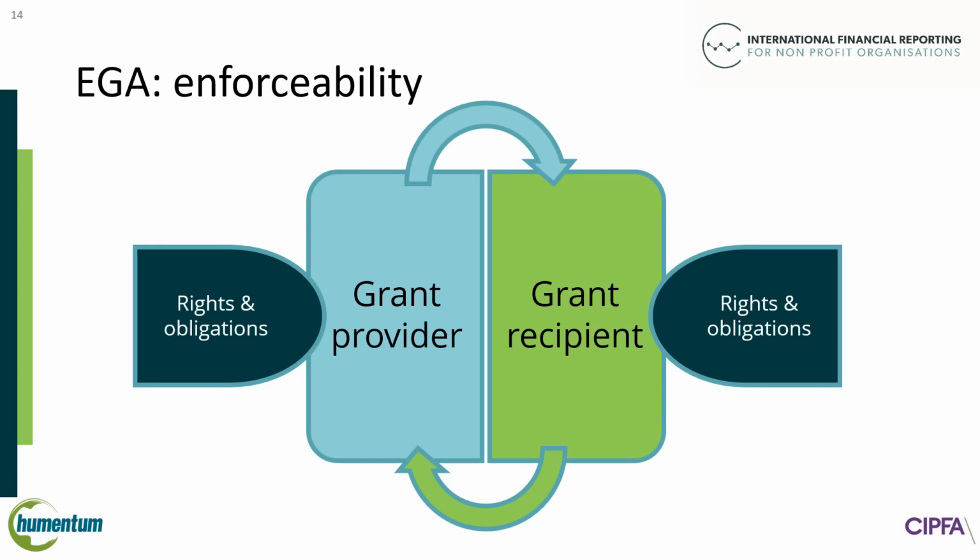Enforceability is a fundamental concept. On one hand, it means that the grant provider is able to require the grant recipient to complete the agreed activity or action. In other words, the grant recipient must satisfy its obligations to be entitled to the grant. On the other hand, the grant recipient is able to require the grant provider to transfer the amount agreed. If either party fails to meet its obligations, they can be subject to remedies for not doing so.